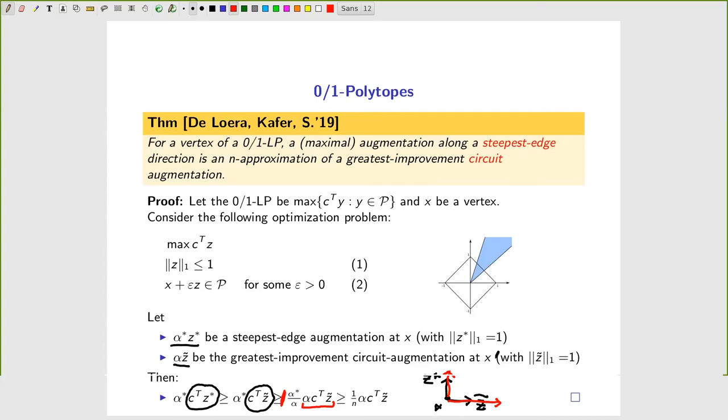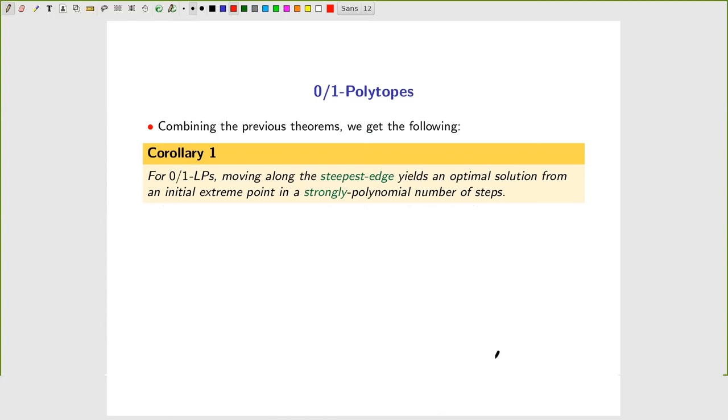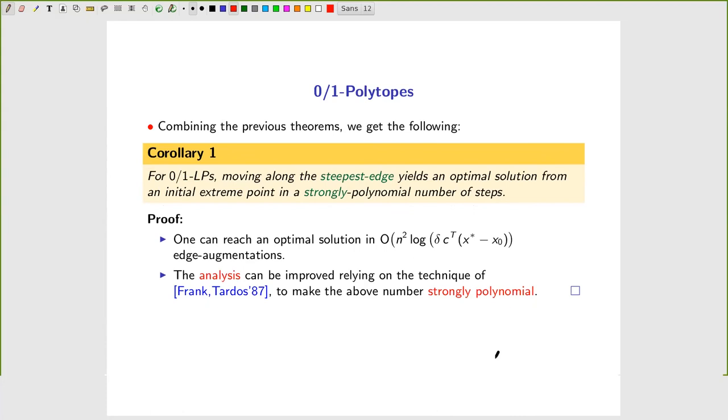Okay, that's good. So if we combine the previous theorems, we get the following. For 0-1 LP, moving along the steepest edge yields an optimal solution for an initial extreme point in a strongly polynomial number of steps. And again, why is that? If you just blindly combine the bounds, before we had this bound of n log d, this cost. Now you have an n approximation, so you have another factor of n here.